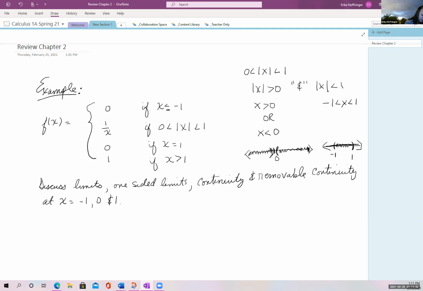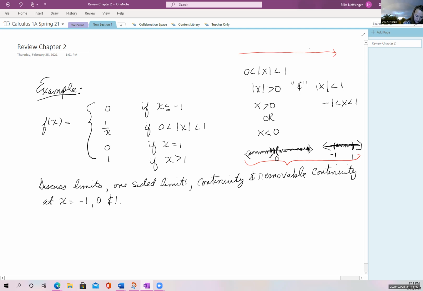So we're looking at what they share in common. If I look at the piece that they share in common, well, they both have values from -1, not including, all the way to 0, not including, and then from 0 to 1, not including 1. So this piece in here, when we're using that equation 1 over x, we're using it for values that are between -1 and 0, and between 0 and 1.